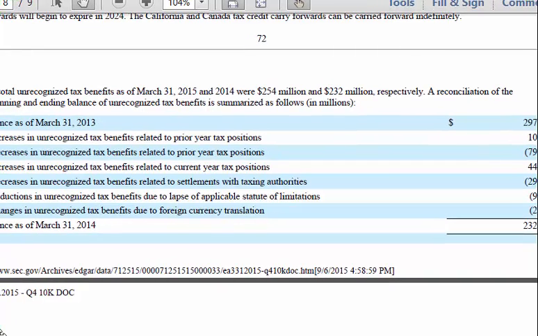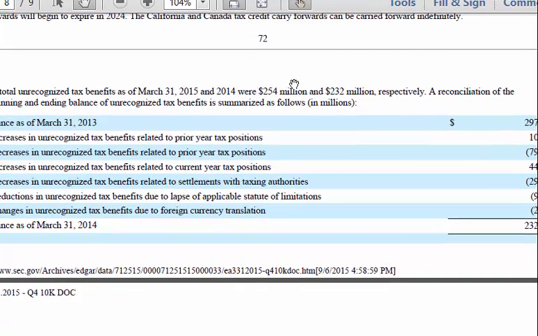In EA, remember I showed you how every company has what they call a tabular roll forward. And they roll forward the unrecognized tax benefits from year to year. Unrecognized tax benefits just means the tax reserve. It's the 40 in our example. Okay? So EA has 232 million of 40s, right?